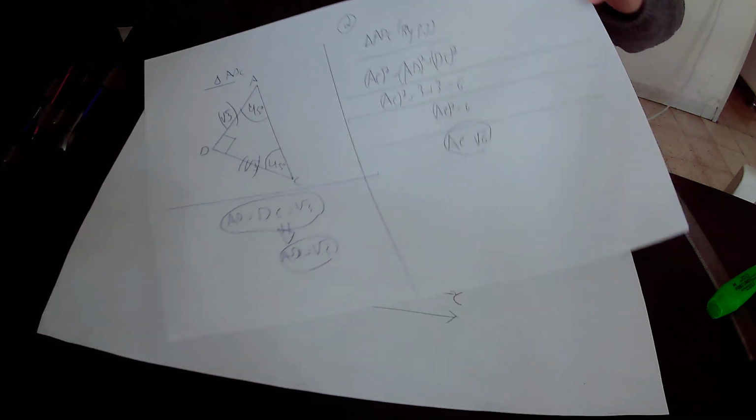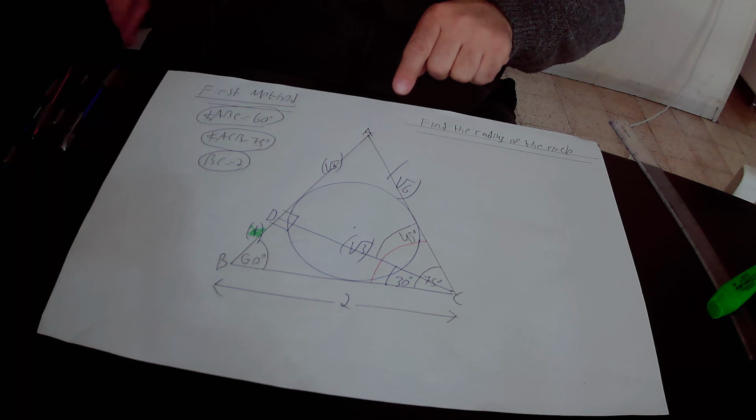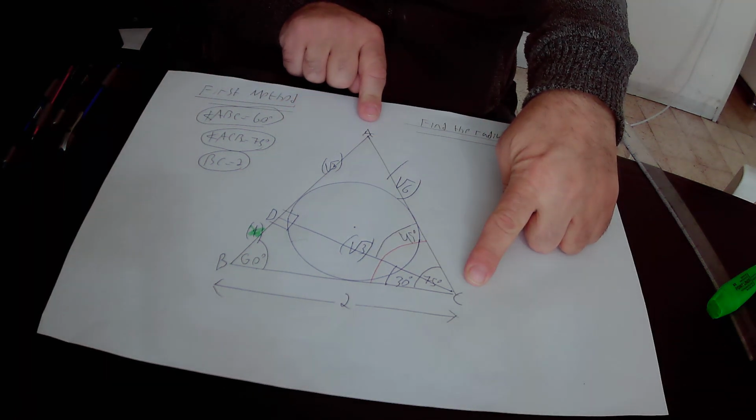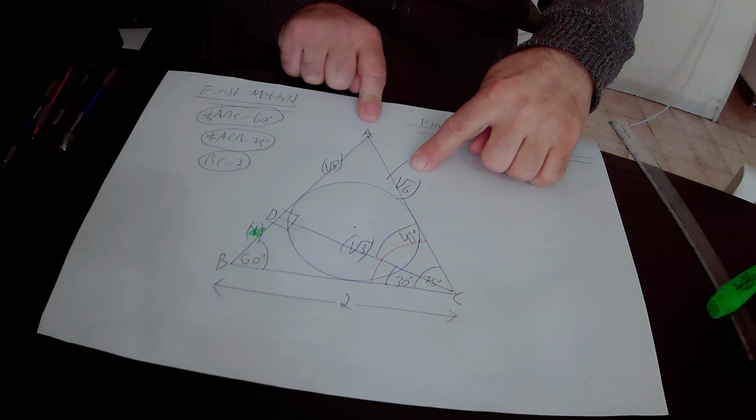Here, side AC of this triangle ABC equals the square root of 6 units in its length.